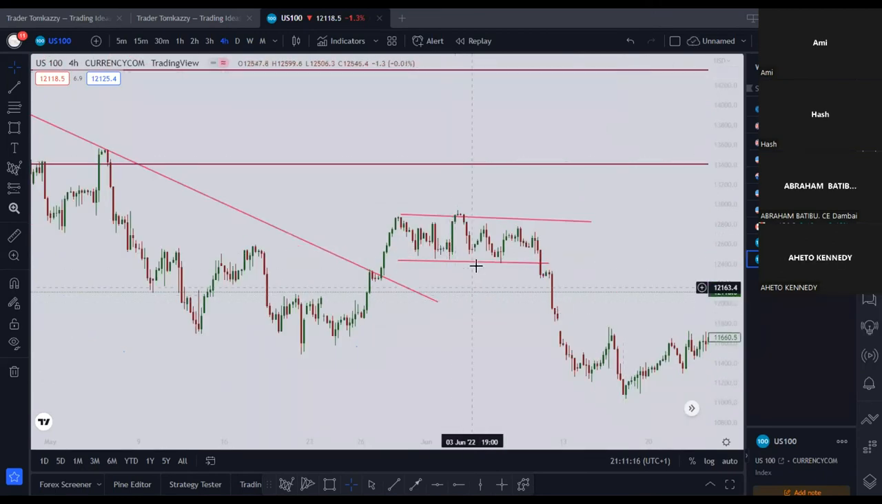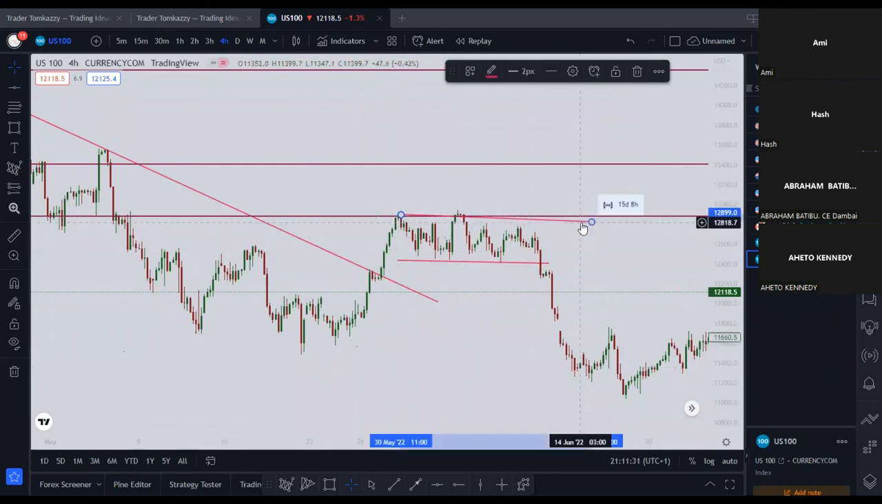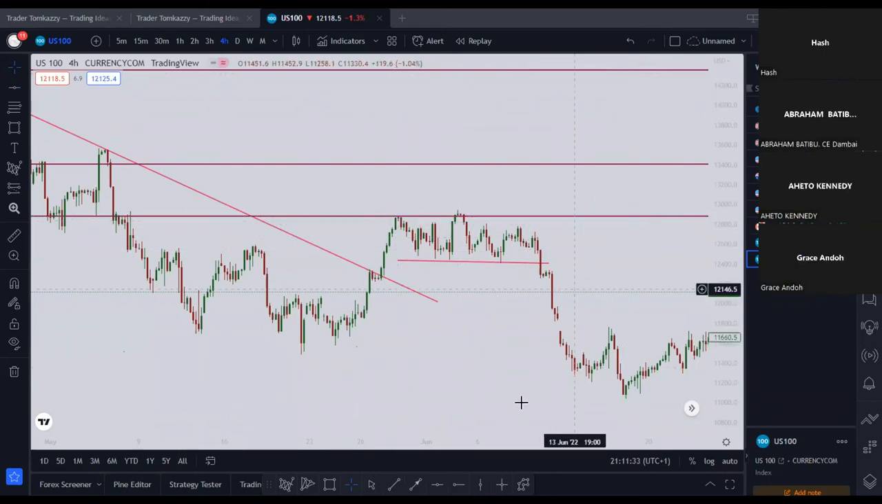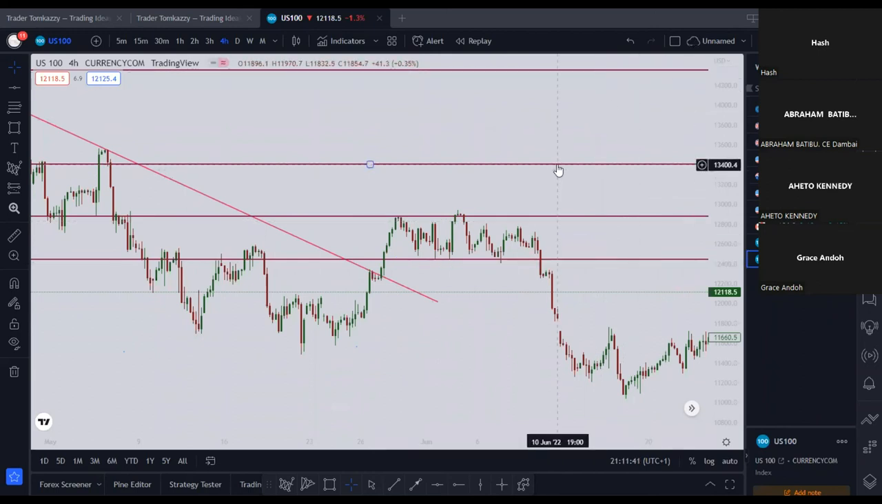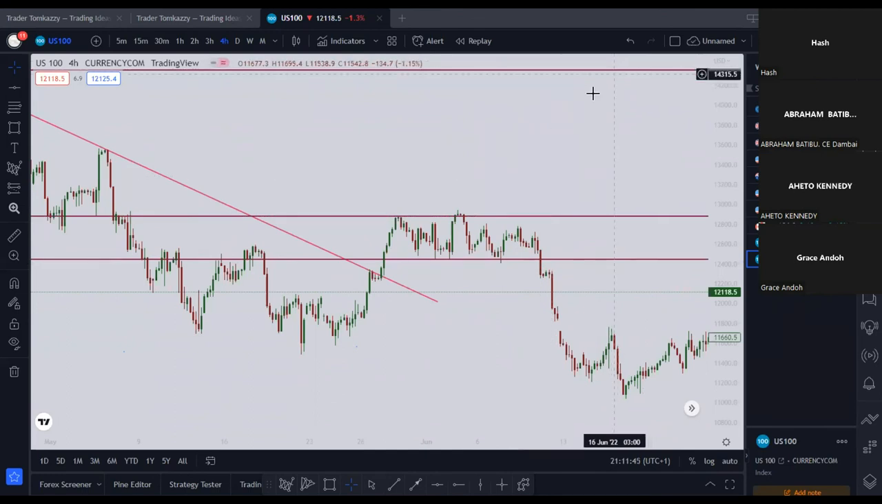All right, so that's it. For the consolidating or the sideways market, this is how you draw it. Something like this, or you can use a horizontal line to just demarcate it. With the horizontal lines, you know when there is manipulation, when a wick has gone to clear stop losses.